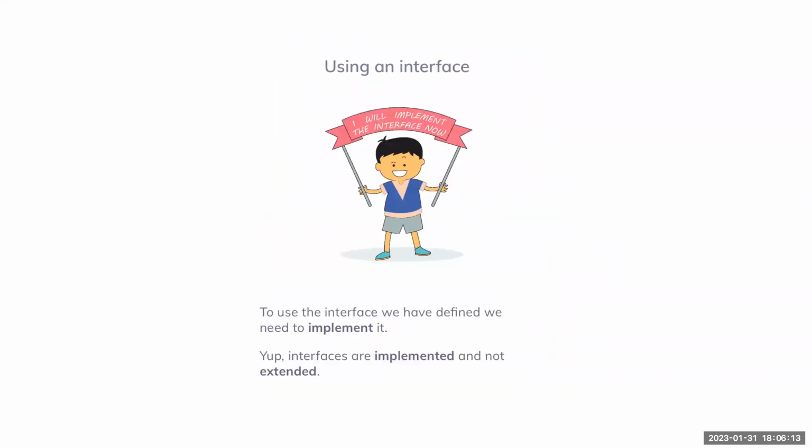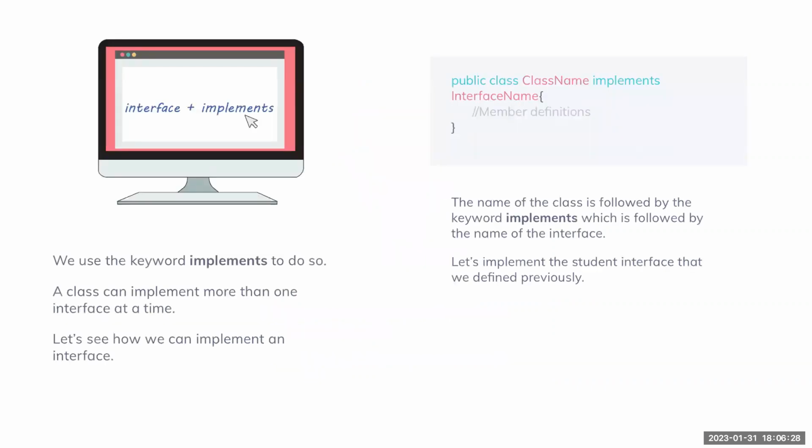And right now, how to implement it, right? We already know that we use the extends keyword to extend existing classes. But what keyword do we use here? If you want to implement an interface, you have to use implements. On the right side, we are implementing an interface using a class name: public class, class name, implements, interface name.